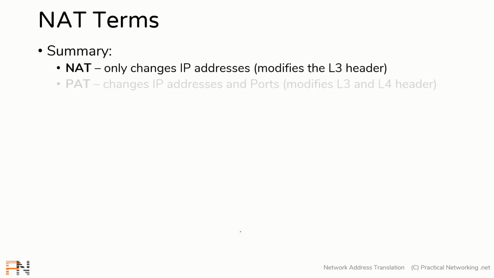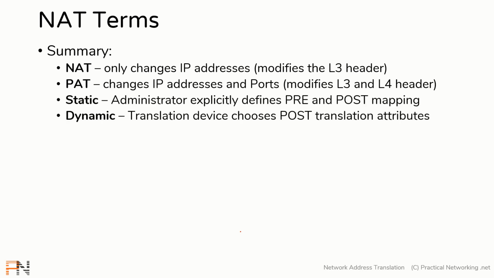So in this section, we looked at the definitions of the words NAT and PAT and the definitions of the words static and dynamic. For NAT and PAT, the difference was a NAT only modifies the layer 3 header, aka only modifies the IP address. And for PAT, a PAT modifies both the layer 3 and the layer 4 header, aka modifies both the IP addresses and the ports. And then a static translation is simply an explicitly defined mapping between the pre-translation attributes and the post-translation attributes, whereas in a dynamic translation, the translation device is actually choosing the final post-translation attributes.